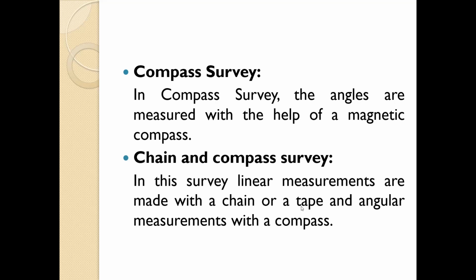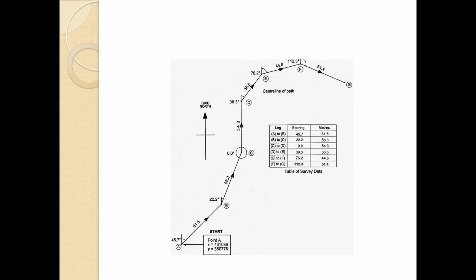Now the chain and compass survey. In this survey the linear measurements are made with the chain or tape, and angular measurements are made with the compass. So in this survey both systems have been used. Here you can see an example of the chain and compass survey.